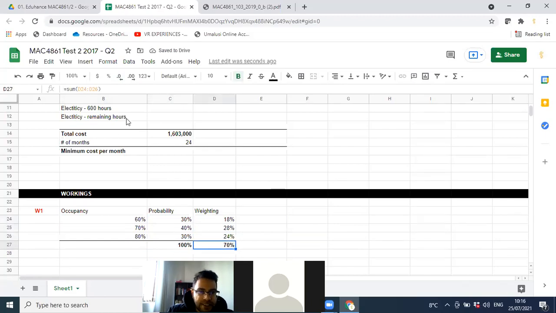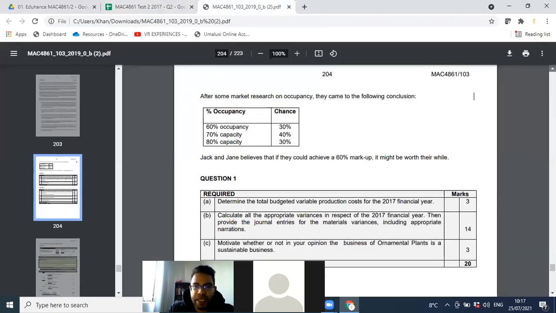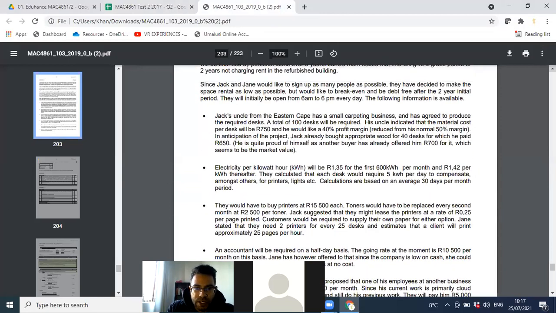So the occupancy rate is the green highlight, 70%. So that we're going to use in most calculations. That is very important. Now let's go back to what we need to calculate. For the electricity, electricity per kilowatt hour will be 135 for the first 600 kilowatt hours per month, and then 142 for the remainder.